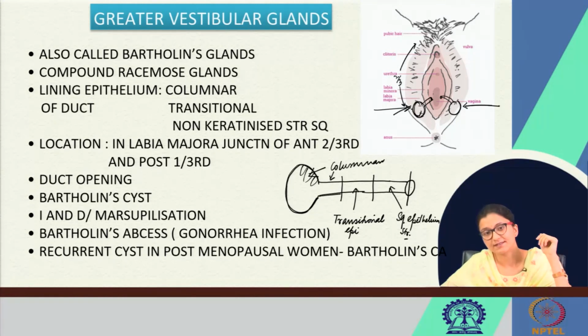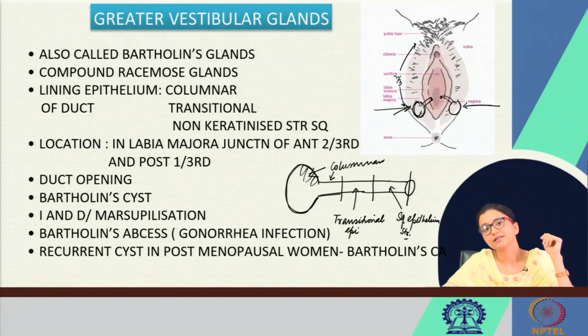If infected, mostly the infection is with gonorrhea, and then it can form an abscess, which needs to be first treated with antibiotics, and then we go for specific treatment. It may sometimes require incision and drainage of the pus, and ultimately excision of the cyst.